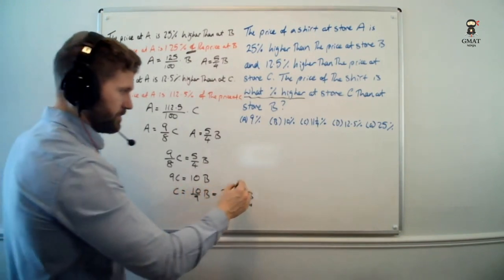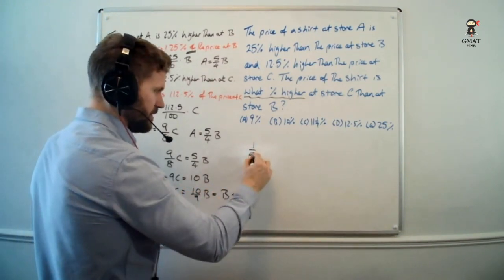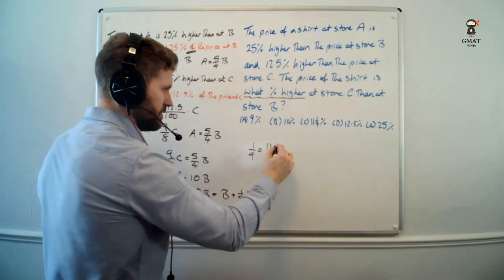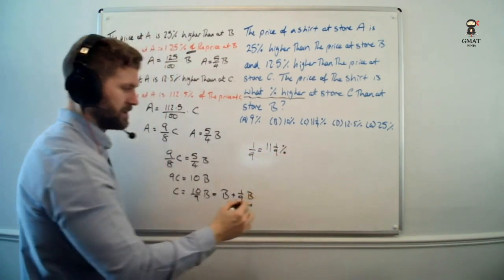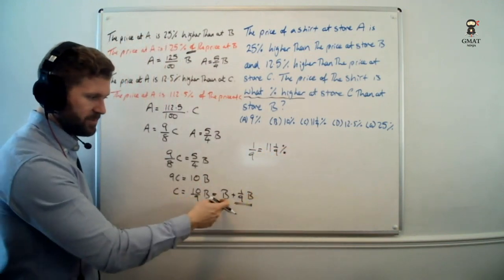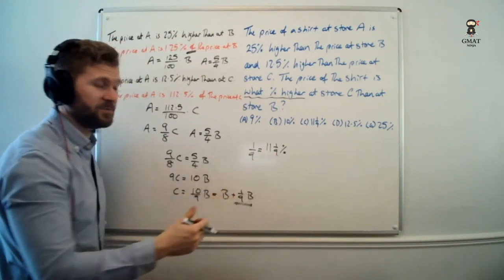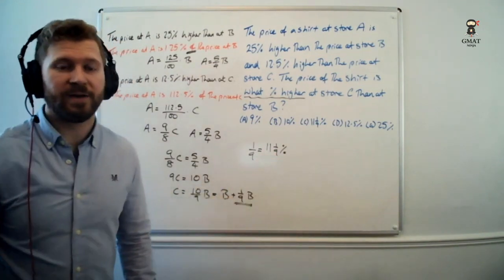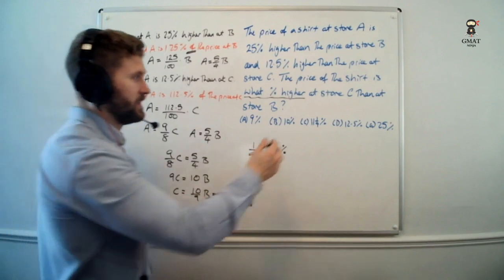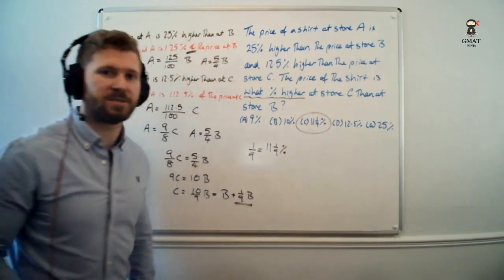Now, in the last question, we said that 1 over 9 was equal to 11 1/9%. So we could say that C is equal to B plus 11 1/9% of B. And so C is 11 1/9% higher than the price at B, which means that the correct answer here is C.